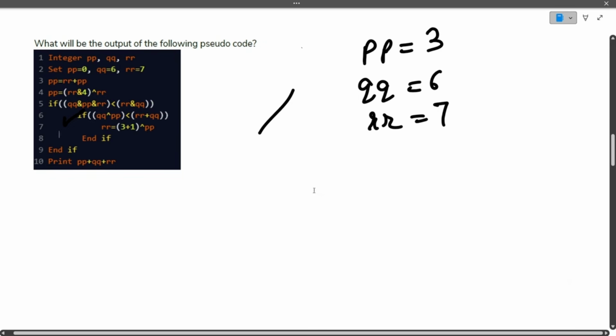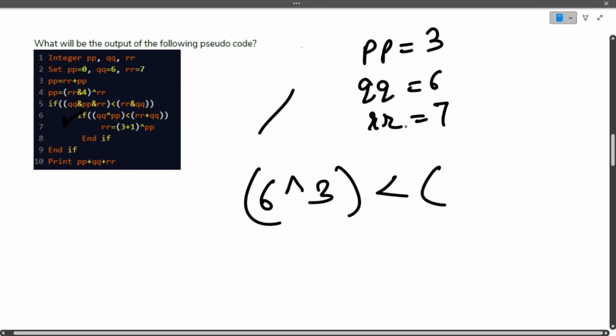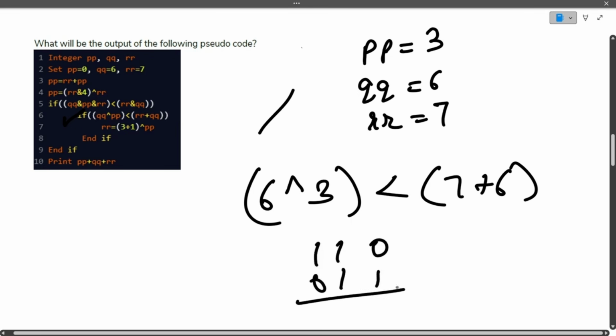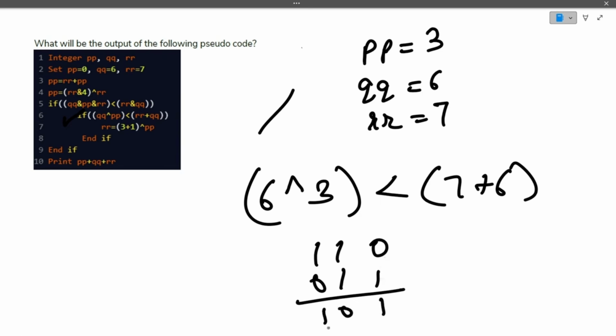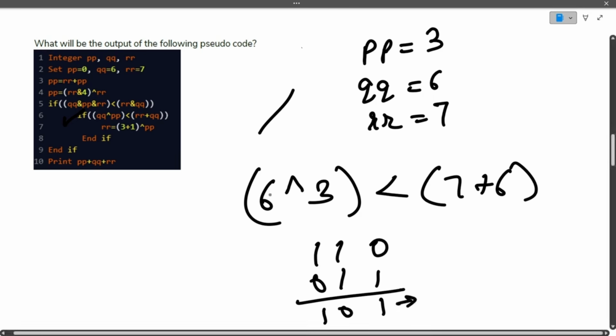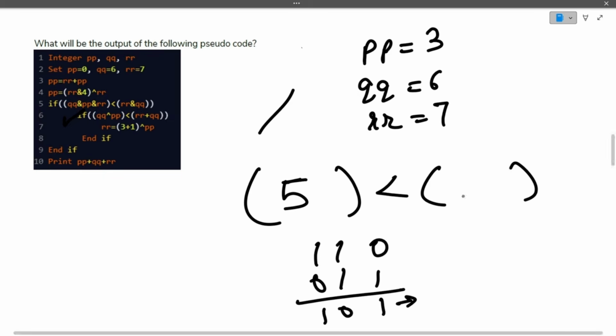The next if condition is if QQ XOR PP, so 6 XOR PP which is 3, is less than RR plus QQ, that is 7 plus 6. So we have to find 6 XOR 3. 6 is 1 1 0 and 3 is 0 1 1. In XOR, 0 and 1 will become 1, 1 and 1 will become 0, 1 and 0 will become 1. So it will be 5. So 6 XOR 3 is 5. So 5 is less than 13.